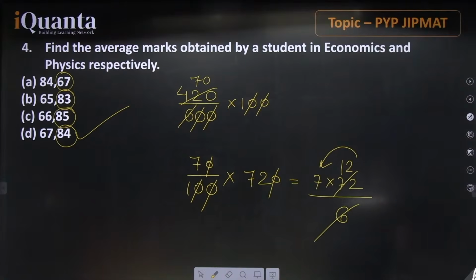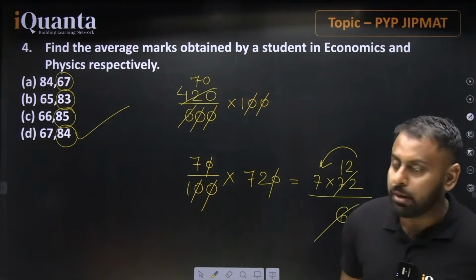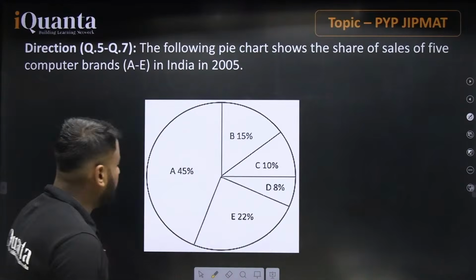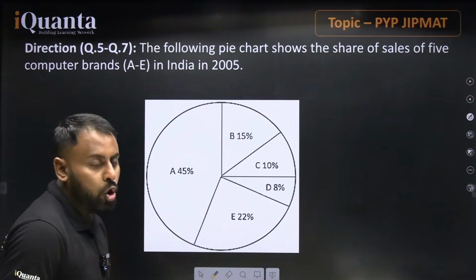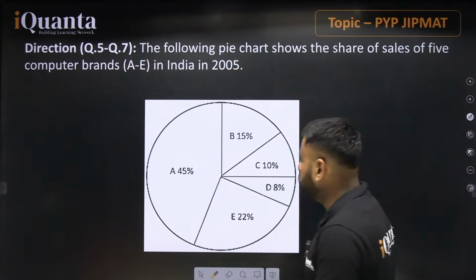All right. Let's talk about another portion. Here we have a pie chart. So the question is again based on data interpretation. Let's talk about this entire portion and how it will work out.